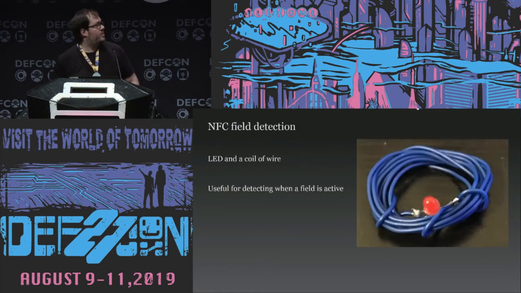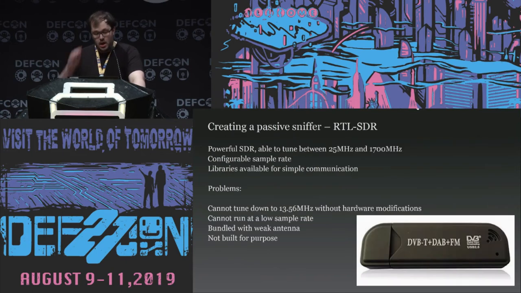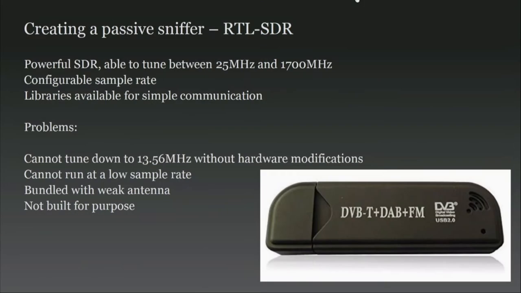So let's start off with absolute basics. If you take an LED and a coil of wire and solder them together, you can detect an NFC field. That's all you need to see that NFC is working. It will literally light that LED as soon as you put it within the field's reach and show that it's working. But if you want to go higher level and get more details about the communication, you can create a passive sniffer.